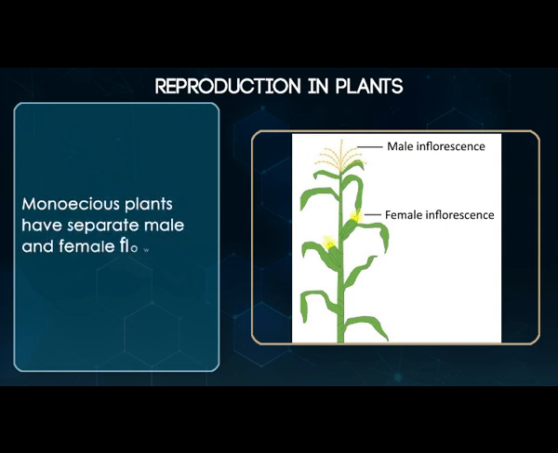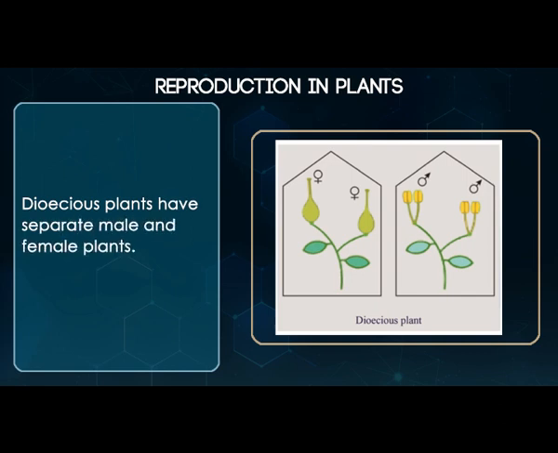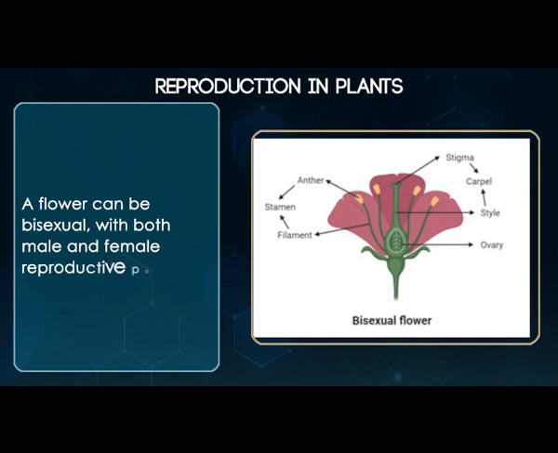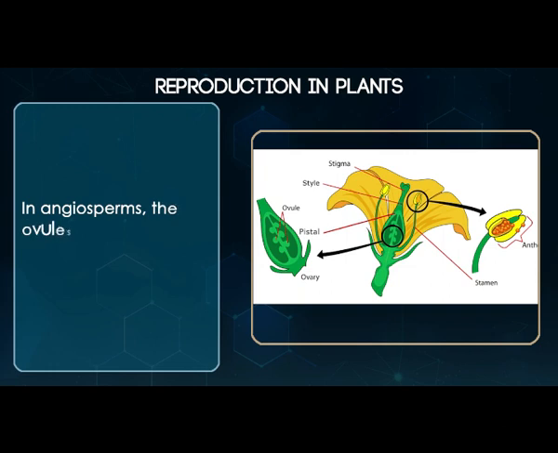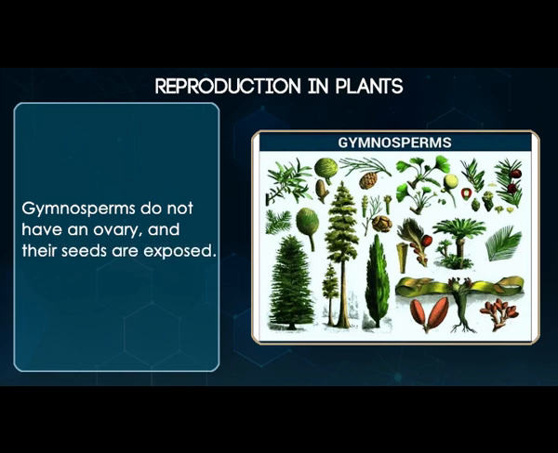Monoecious plants have separate male and female flowers on the same plant. Dioecious plants have separate male and female plants. A flower can be bisexual with both male and female reproductive parts. In angiosperms, the ovules are enclosed in an ovary. Gymnosperms do not have an ovary and their seeds are exposed.